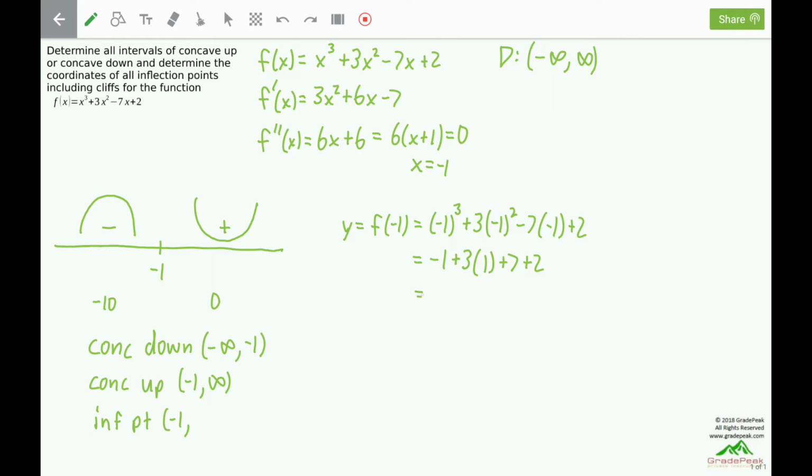So we have a negative 1, plus 3 times 1 is a 3, 7 plus 2 is a 9. Negative 1 plus 3 is a 2, plus a 9 is an 11. So this has a corresponding y-coordinate of 11. So we have one interval of concave down, one interval of concave up, and we have an inflection point at negative 1, 11.